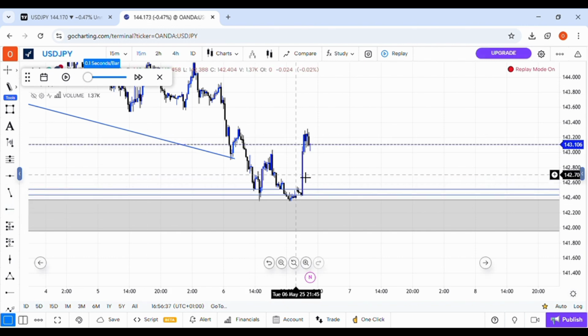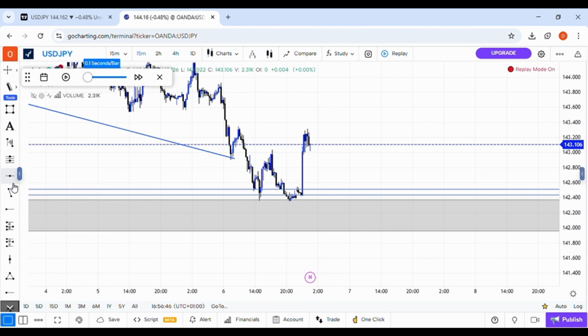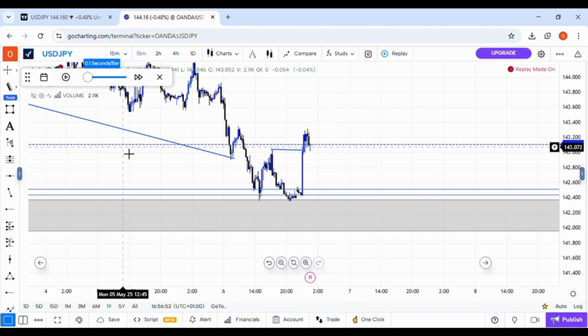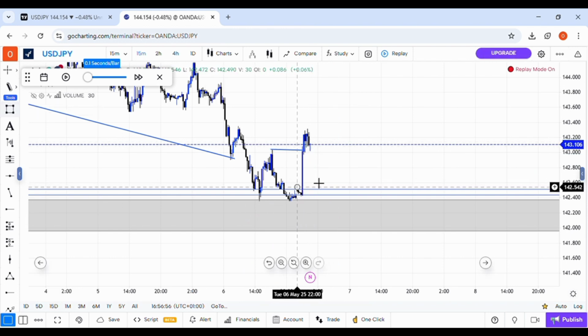And you can see now I've gotten this bullish move, and this is our change of character. You can see it from here. This is our change of character from this particular place. And this is a very big fair value gap.